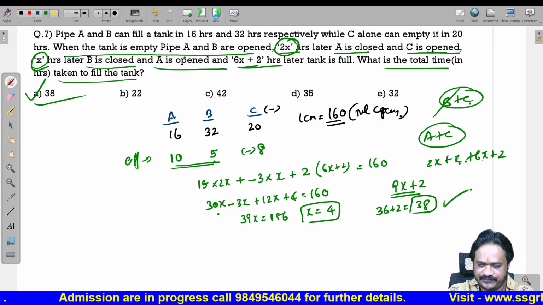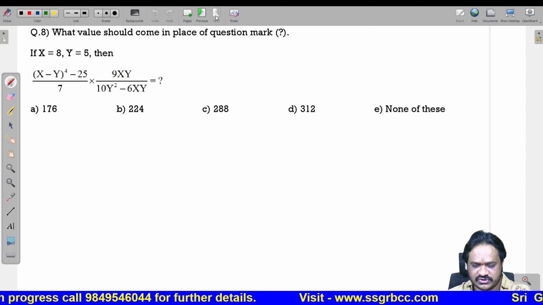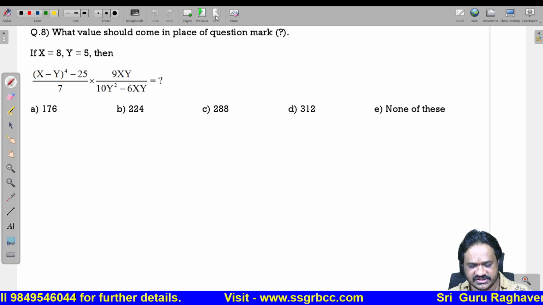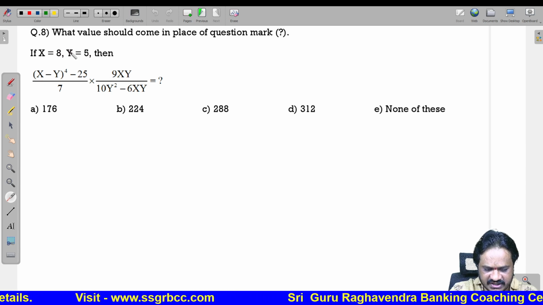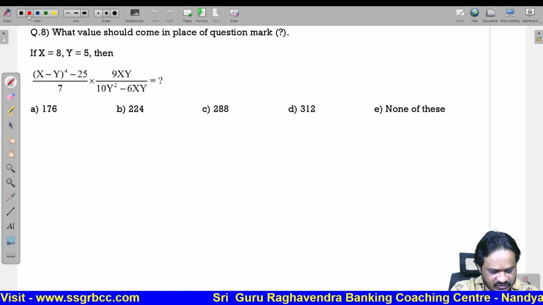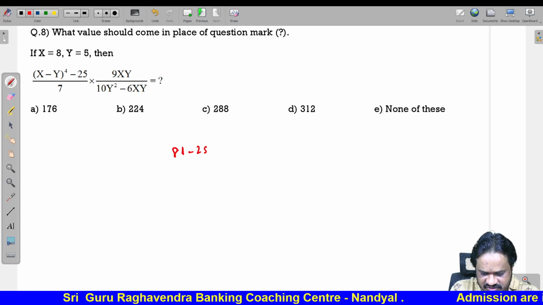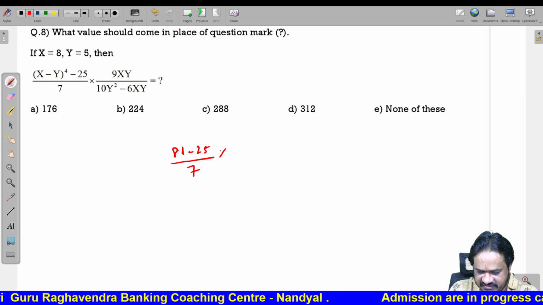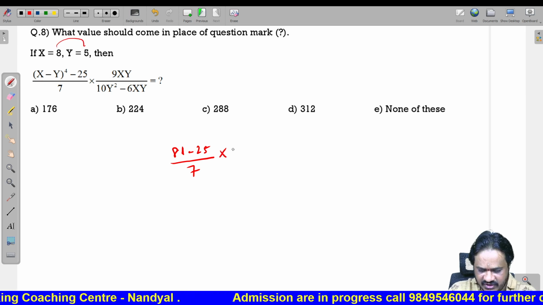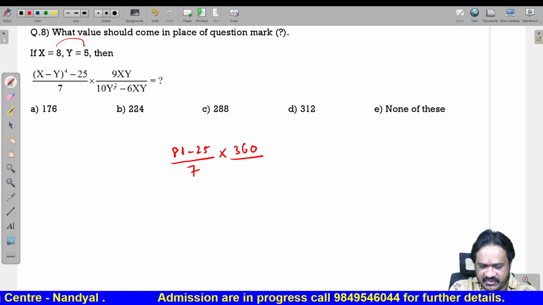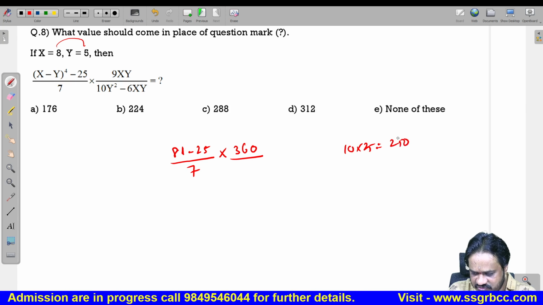Next question, 8th question, and this is the last one. What value should come in the place of the question mark if x is equal to 8, y is equal to 5? Just substitute the values of x and y. 8 minus 5 is 3, 3 power 4. 3 power 4 is nothing but 81 minus 25 divided by 7 into 9xy. 8 into 5, 40. 40 into 9, that is 360 divided by 10y square. 10 into 25, that is 250.